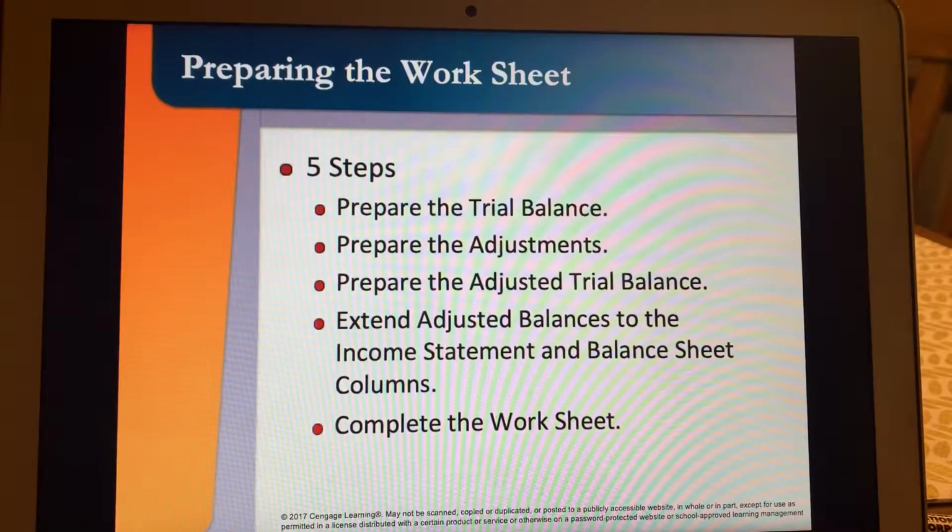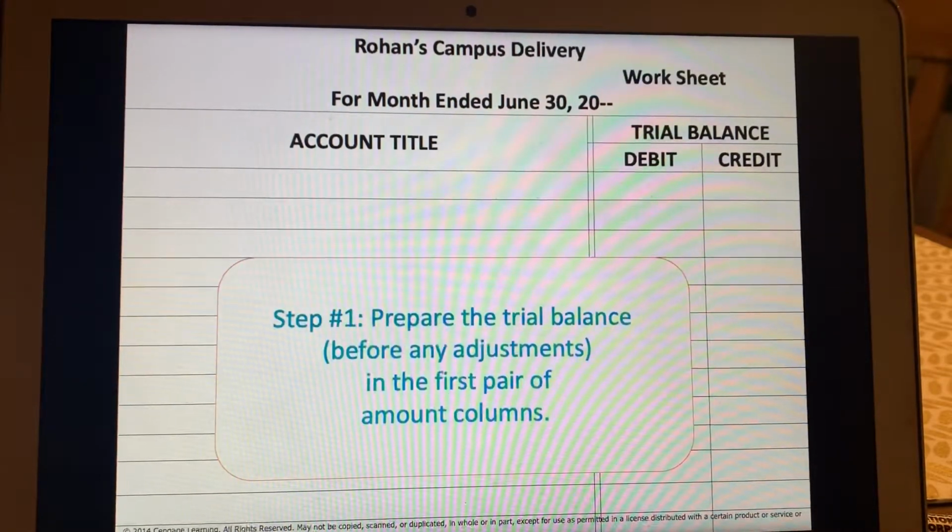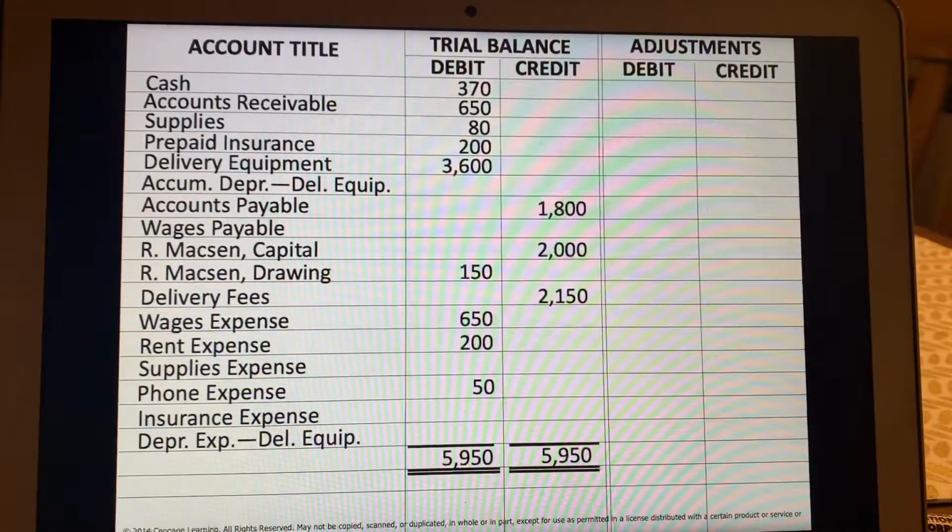There are 5 steps to preparing the worksheet. So you prepare a trial balance, prepare the adjustments, prepare the adjusted trial balance, and then extend adjusted balances to the income statement and balance sheet columns. Complete the worksheet. So the heading includes the name of the company, name of working paper, date of the accounting period, or the accounting period just ended. Step 1, prepare the trial balance before any adjustments in the first pair of amount columns. So here's what this looks like.